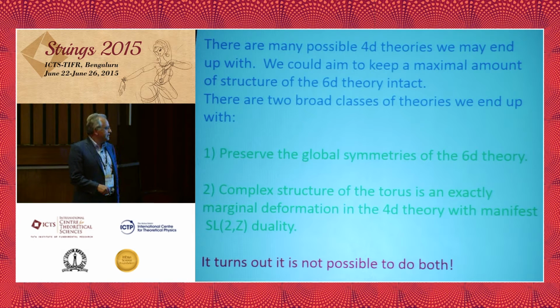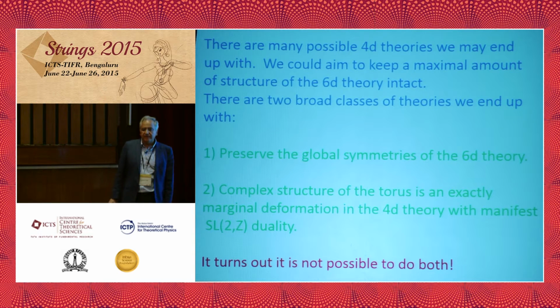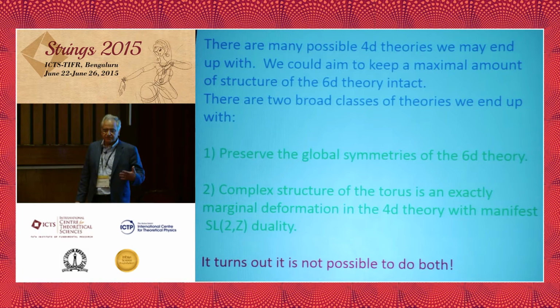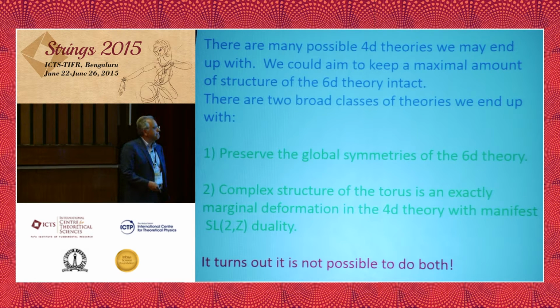And it turns out that these two are generally incompatible with each other. If we insist on preserving global symmetries, we will not have any manifest SL(2,Z) symmetry left over. And if we insist on SL(2,Z), we will break some of this global symmetry. That's the thing I would like to show.